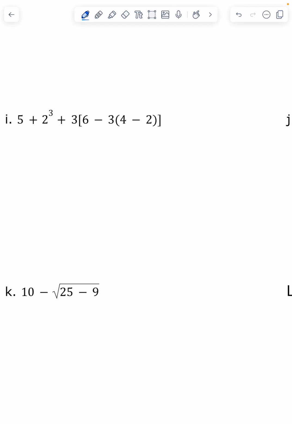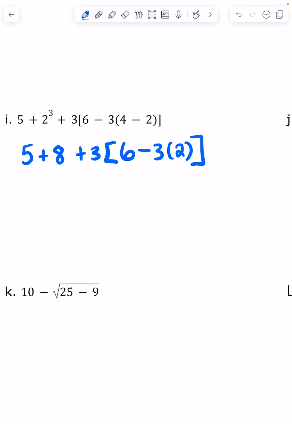close bracket. When you have brackets, they mean the same as parentheses, and you want to start with the innermost parentheses. So the 4 minus 2 is the first thing to do, but I'm going to go ahead and cube 2 because that won't hurt anything. 2 cubed is 8. So I have 5 plus 8 plus 3 bracket, 6 minus 3, and then in parentheses it's 4 minus 2, which is 2, and then close the bracket.